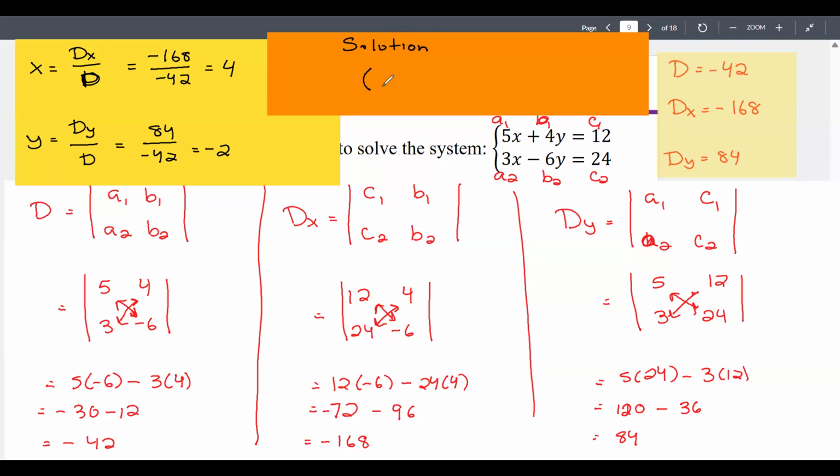So my solution is the ordered pair where x is 4 and y is -2. You could try that. So 5 times x, that's 20. 4 times 2, that's -8. 20 minus 8 would be 12. 3 times 4 would be 12. -6 times 2, that would be 12 again, because negative times a negative. So 12 plus 12, 24. Yes, that is the solution to our system.